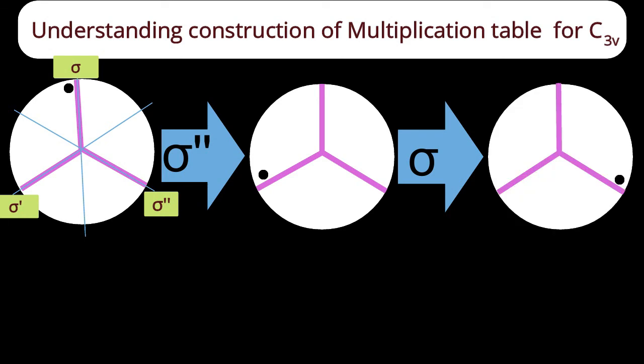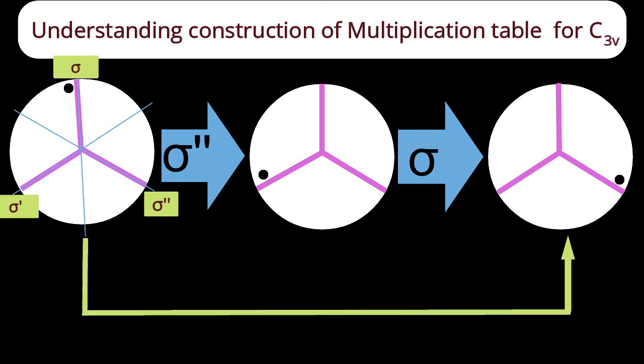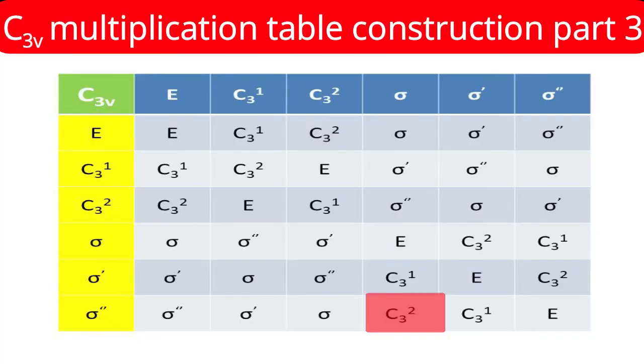Now I have to ask a question. How can I obtain the resultant right side structure from the original structure? There is only one possibility, and that possibility means sigma double dash into sigma is equal to C32, and as per our multiplication table, the same is the answer. Sigma double dash into sigma is equal to C32.